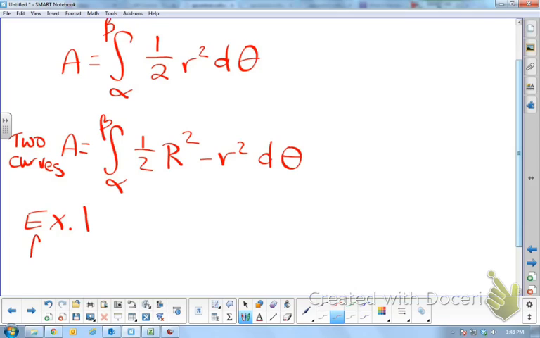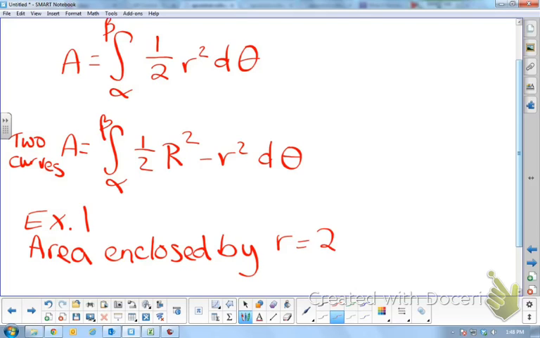So let's say we want the area enclosed by r equals 2, 1 plus cosine theta.